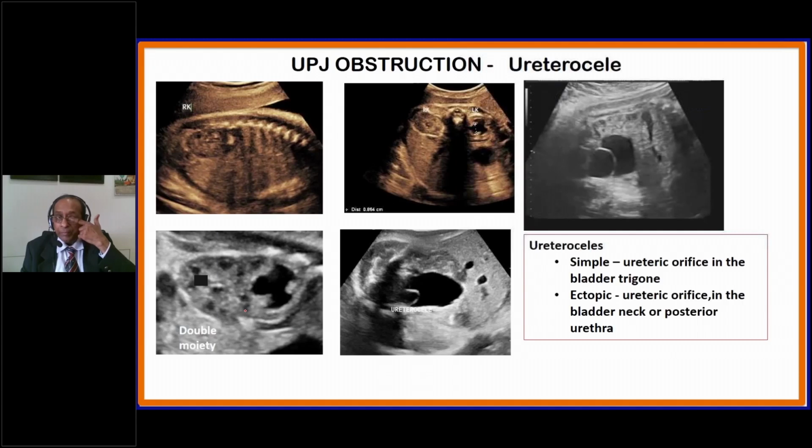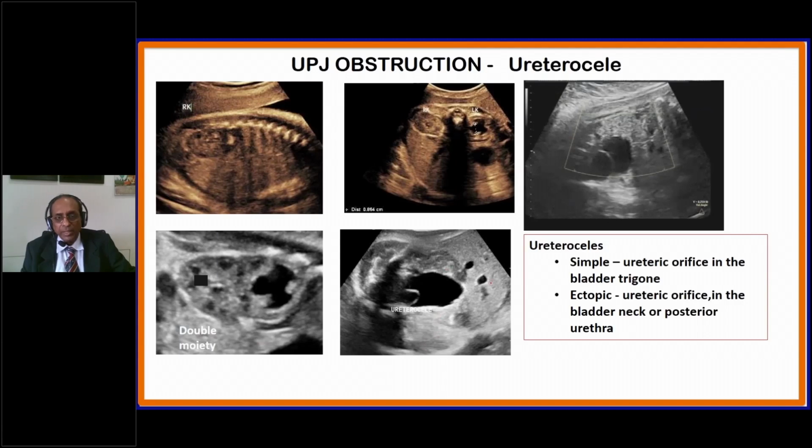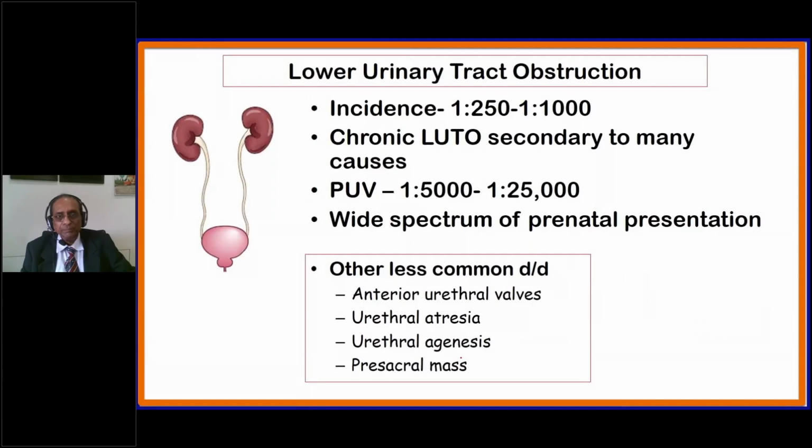Now, from the pelviureteric junction, let's move on to the ureterovesical junction. The most common reason why ureterovesical junction obstruction is seen is a ureterocele. So here you can see a bladder within a bladder, and almost always when there's a ureterocele, you will see a double moiety, and the upper moiety here is dilated with the lower moiety being normal. So this could also be a simple ureteric orifice in the bladder trigone, or it could be an ectopic ureteric orifice in the bladder neck or the posterior urethra.